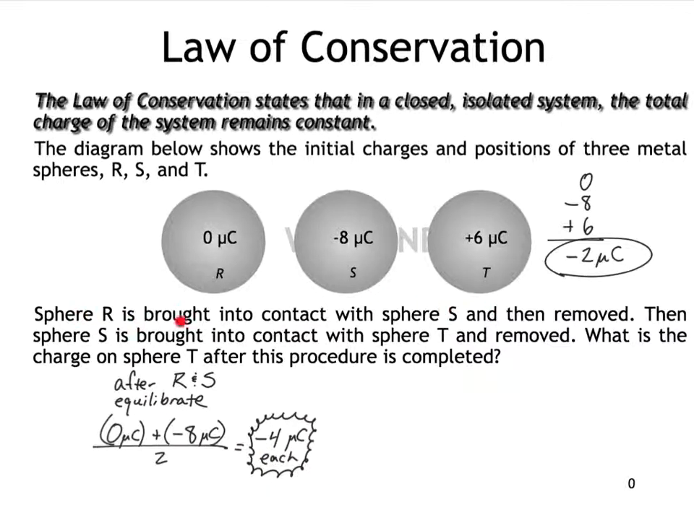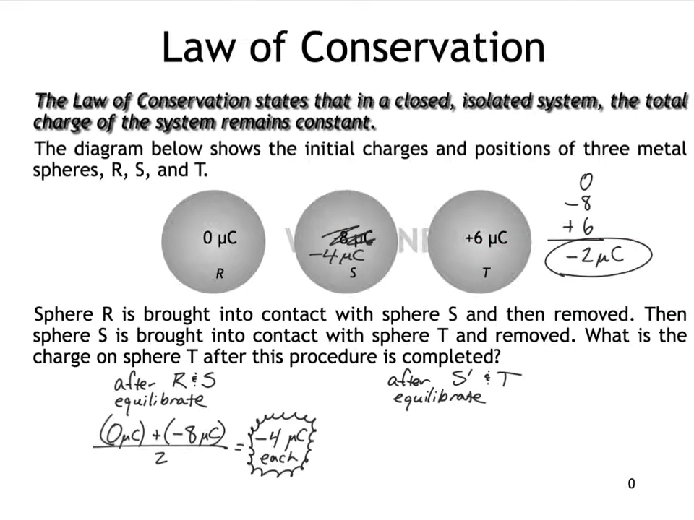After sphere R and sphere S were touched and removed, then sphere S was brought into contact with sphere T and then removed. So now we have sphere S, whose new charge is -4 according to my primary calculation. Anyway, yes, sphere S is being brought in contact with sphere T, and they want to know what's the charge on sphere T when this is all said and done. So let's do that now.